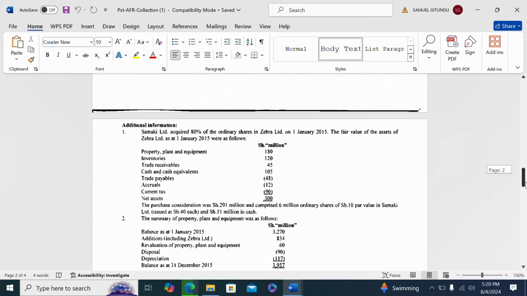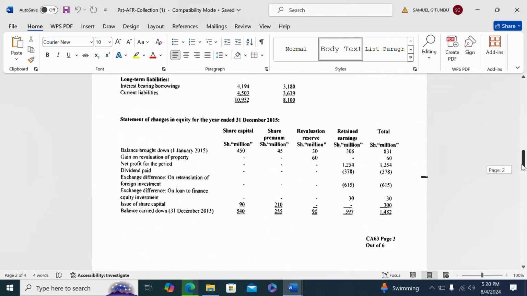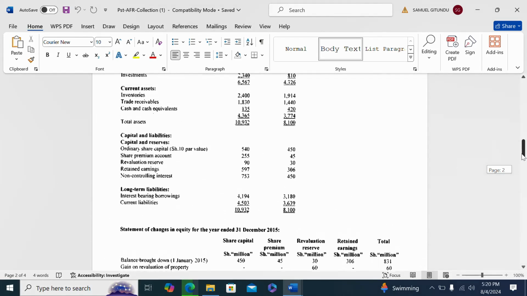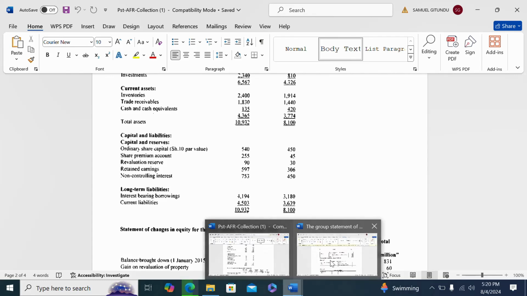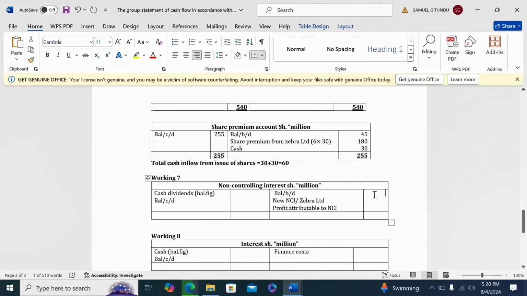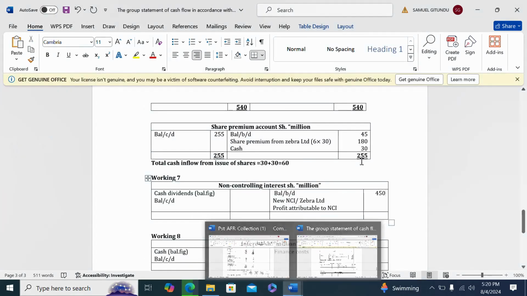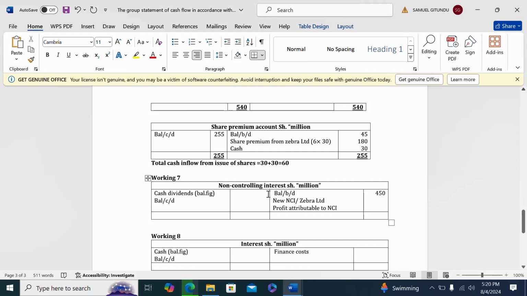So what was the balance brought down of the NCI from our statement of financial position? The balance at 1st December 2014 was 450 and the balance carried down was 753. So we first write those figures: 450, and the other one is 753. That is the balance carried down, 753.